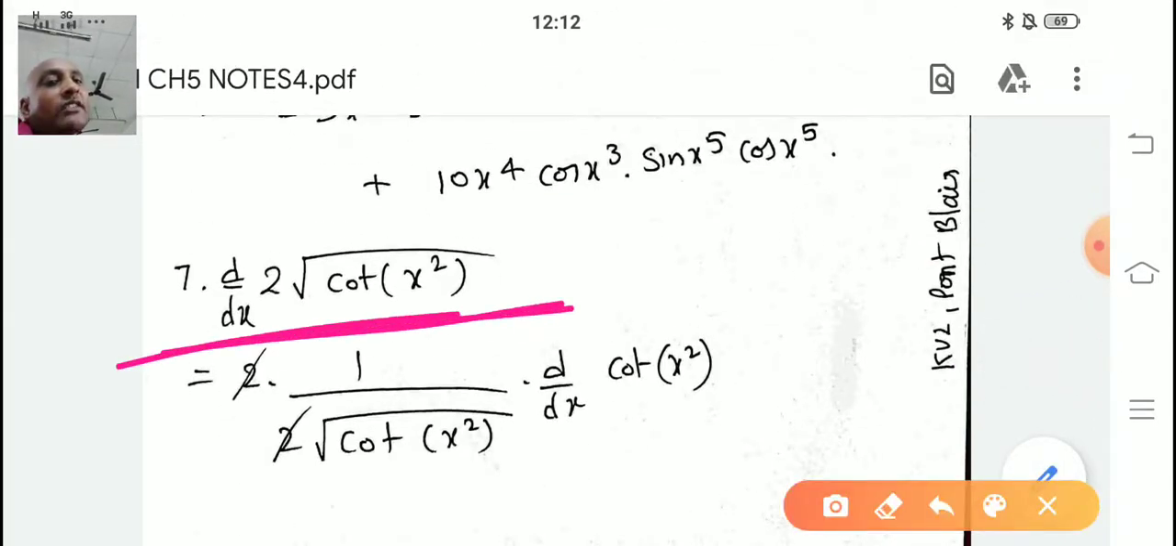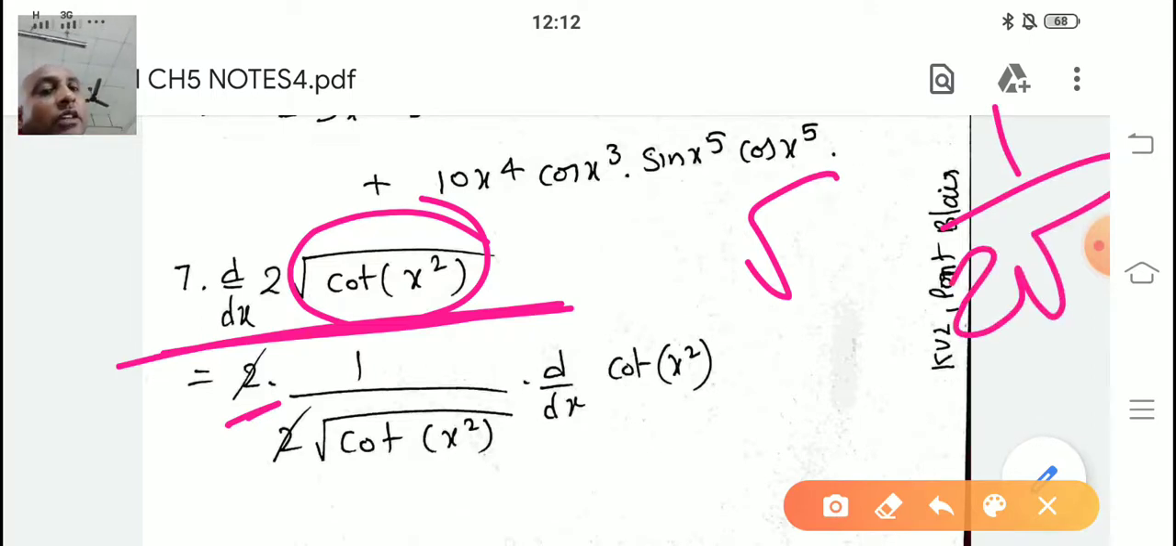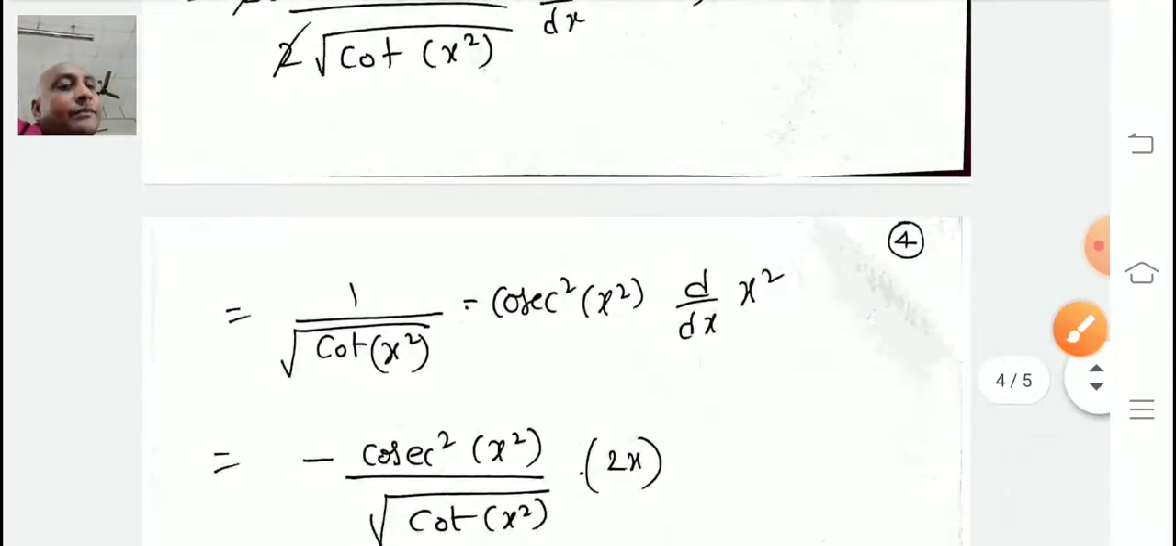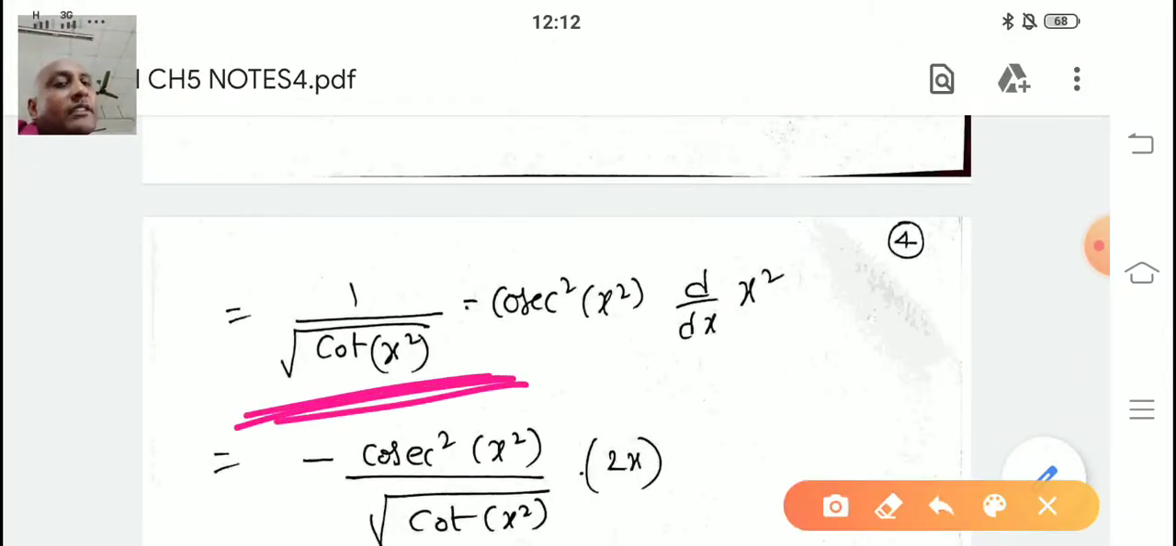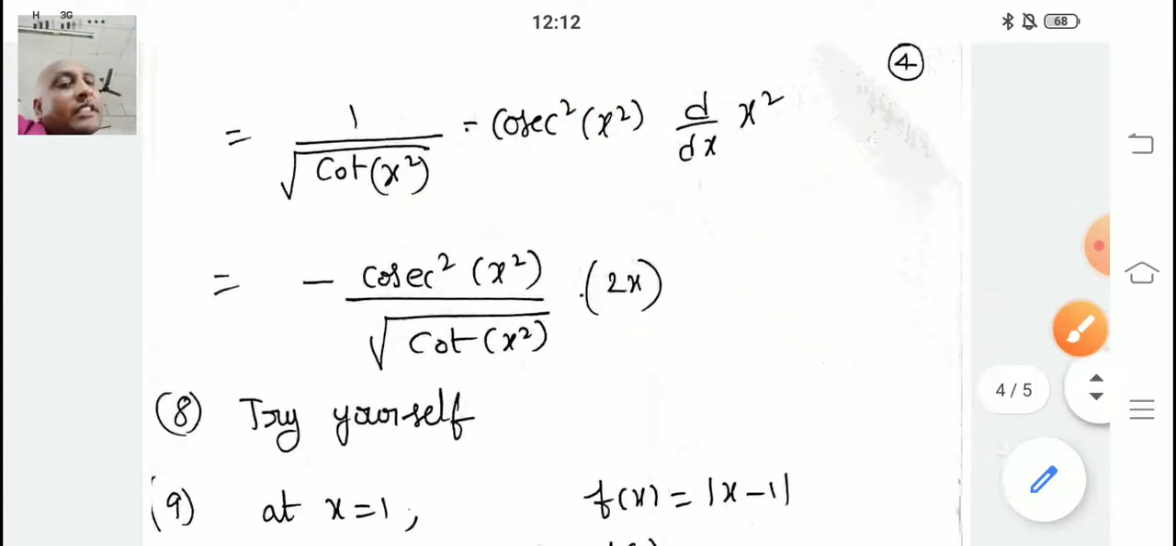D by dx of 2 root cot x square. First, 2 is kept as it is, a constant. The derivative of root is 1 by 2 root, right? So like that you write 1 by 2 root cot x square, but in the chain, the derivative of cot x square must be multiplied. So 2 gets cancelled. Then in the next page you get 1 by root cot x square. The derivative of cot is minus cosecant square. Then the derivative of x square must be multiplied, so the derivative of x square is 2x. That is the chain rule. Hence done.